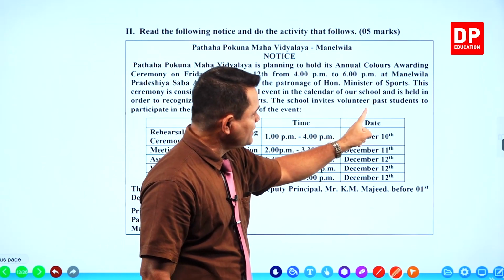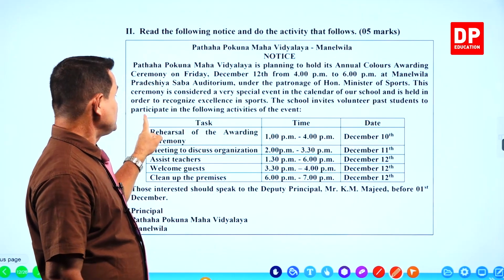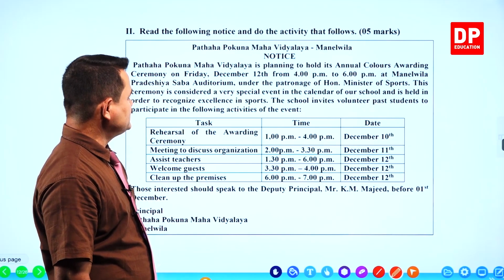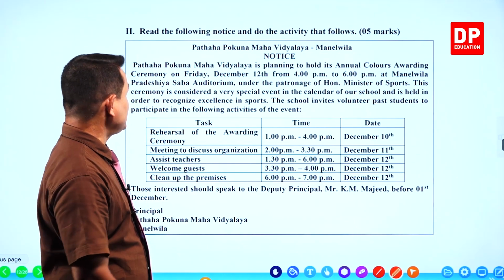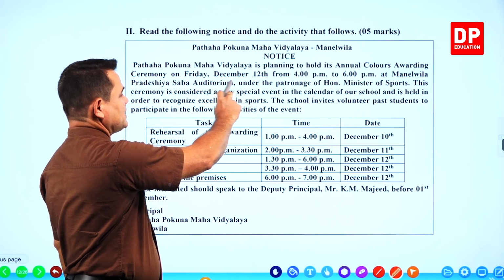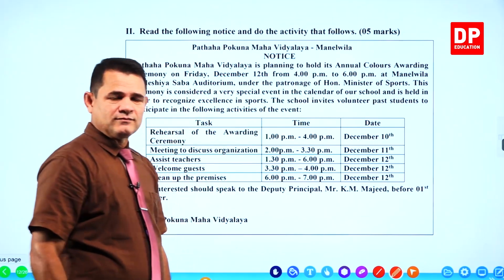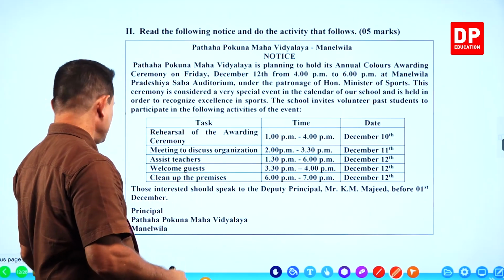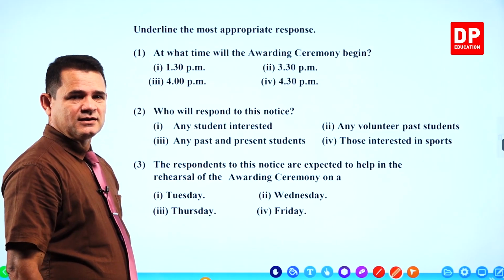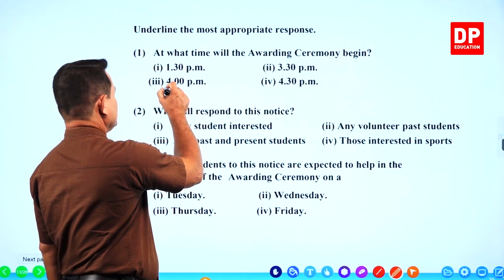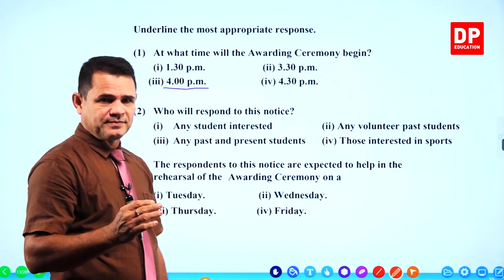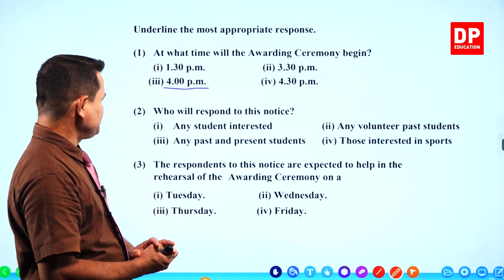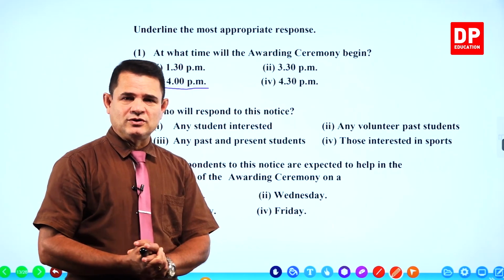The school invites volunteer past students to participate in the following activities of the event. Right? So these are the activities. Actually this December, it starts at 4 p.m. So that is the starting time. So here, which is the correct answer? 4 p.m. Begins means start. The function starts at 4 p.m. Right? Next one.